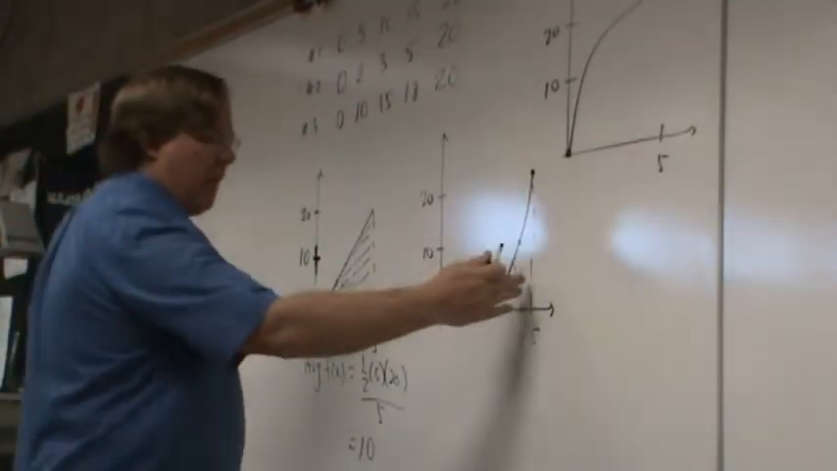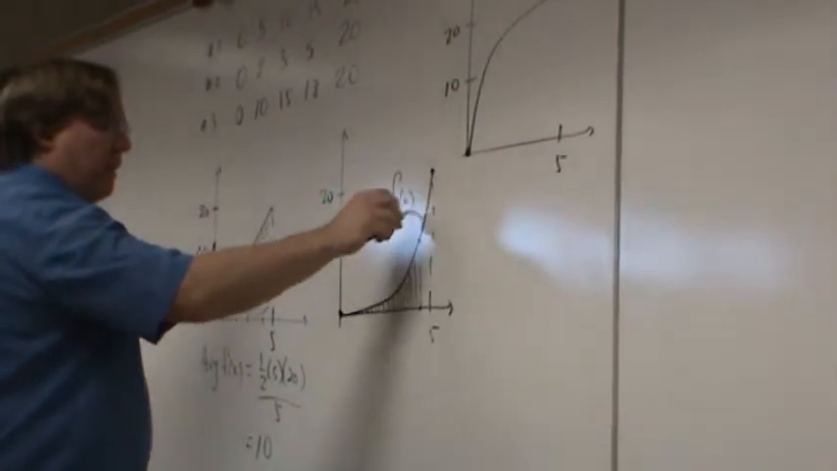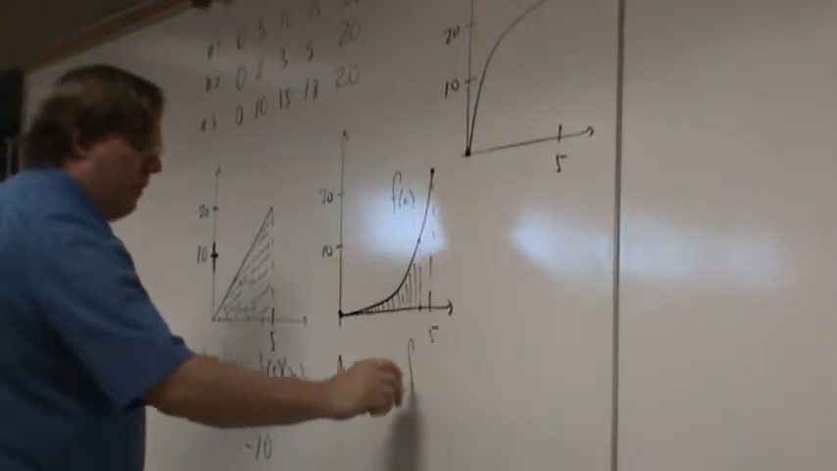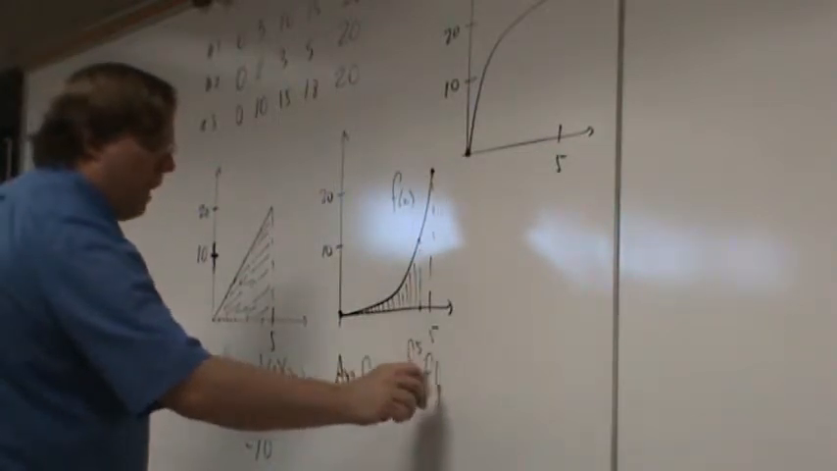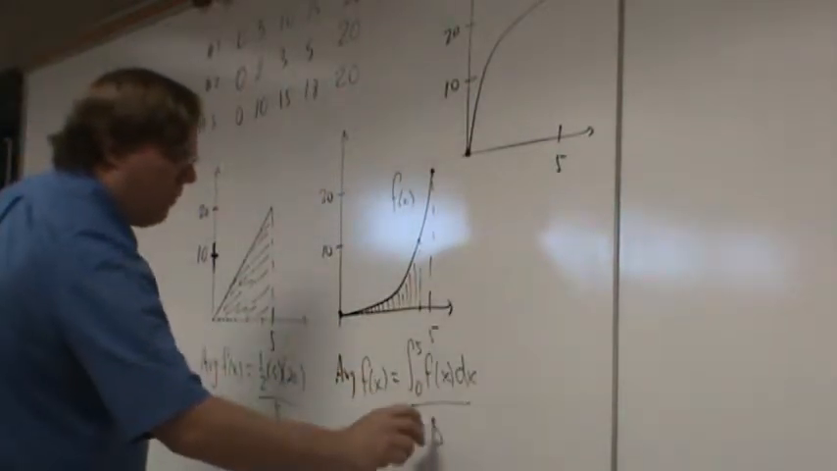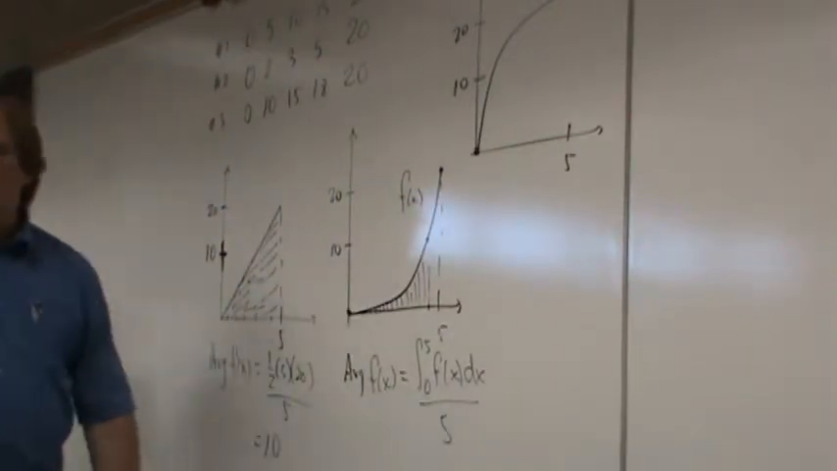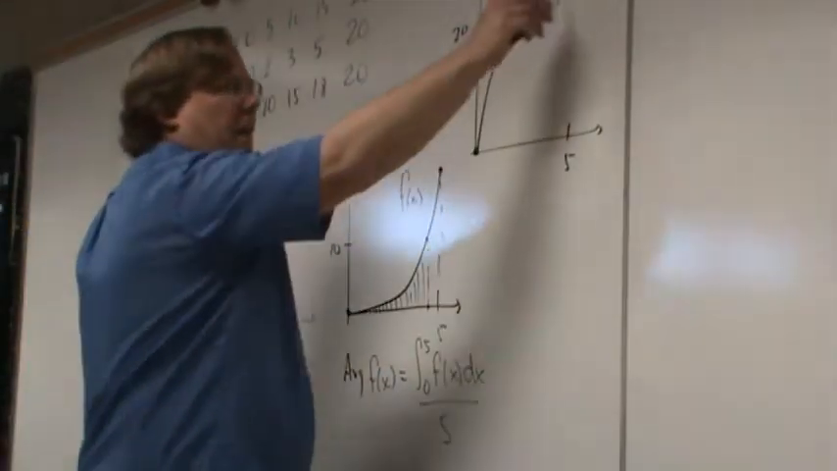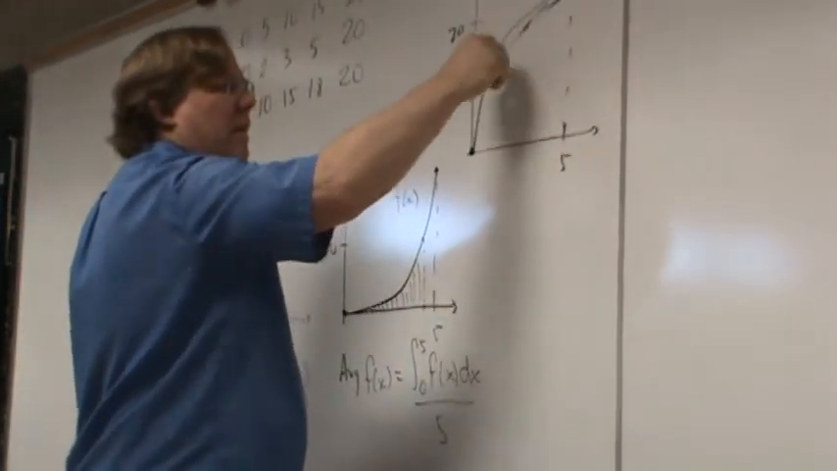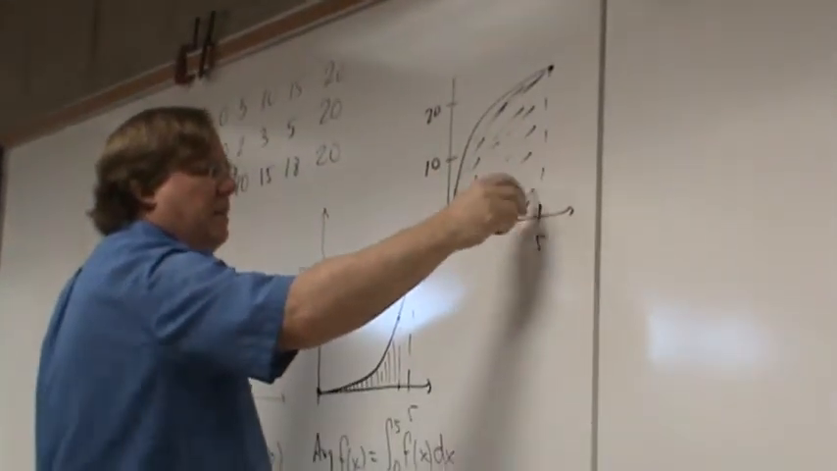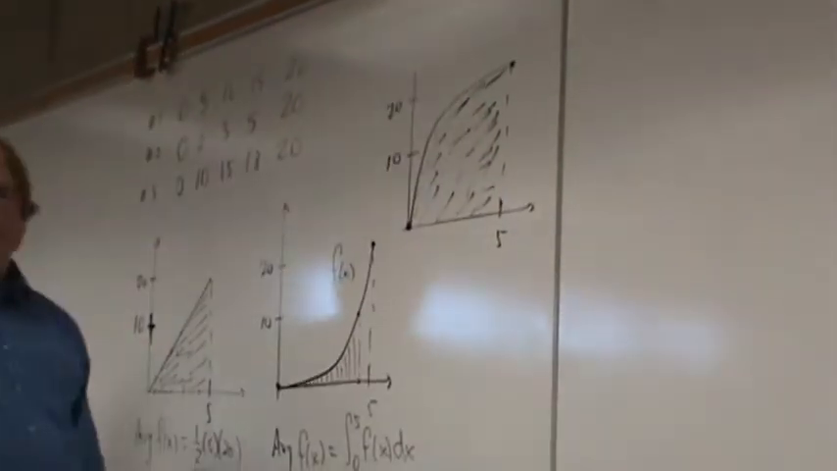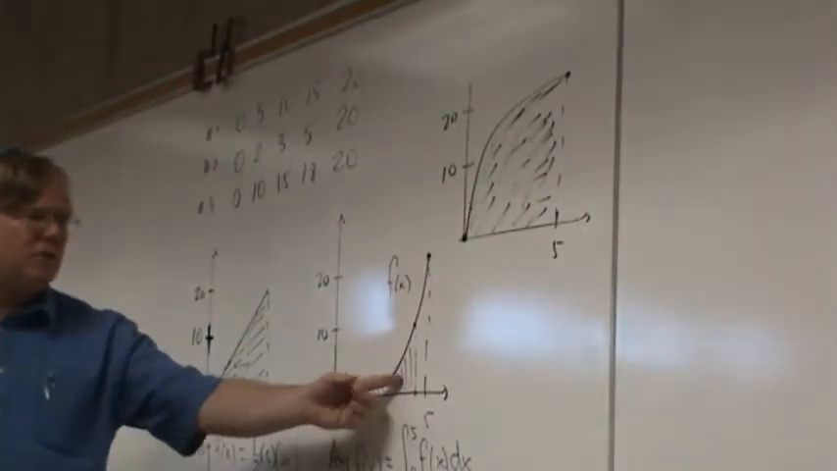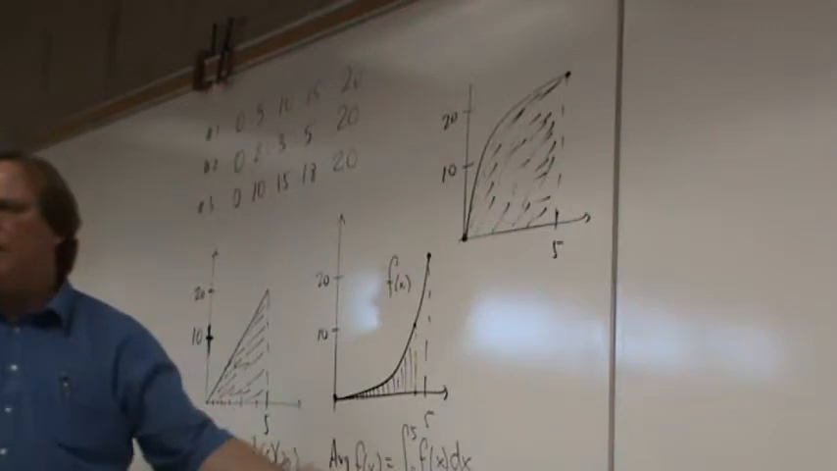Whereas the average value of this function, if this is f of x, is going to be the integral from 0 to 5 of f of x dx divided by the width of your interval. And that's going to be true for this function and that function. And can you see visually that this function here, because it's got a lot more area, which is a measure of how many points he scored, is going to have a much higher average value.